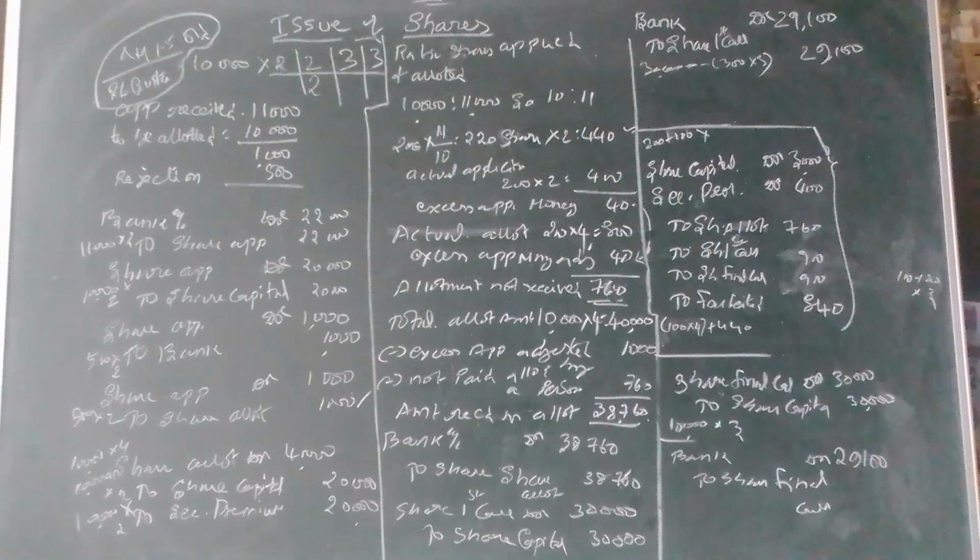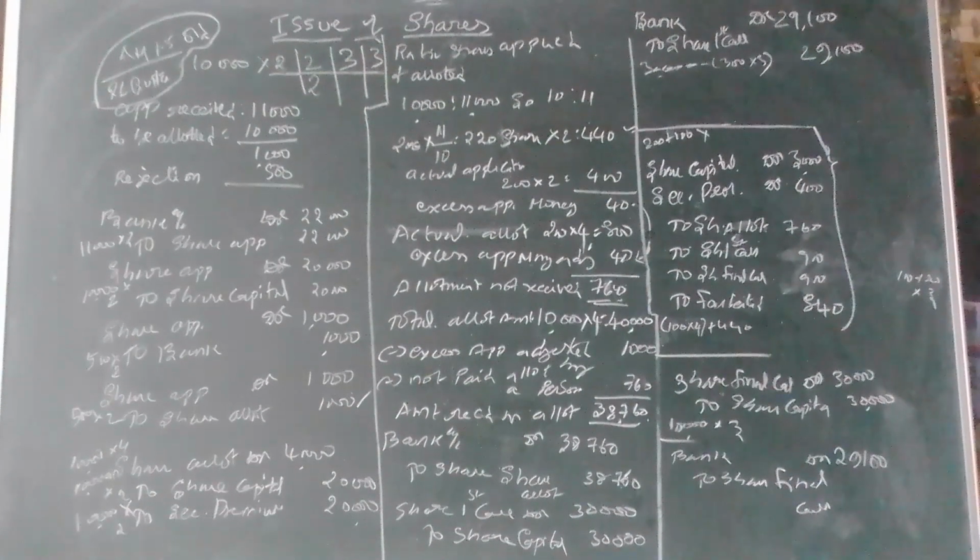It's a typical problem. See, in this question, it is given that 11,000 applications were received for the allotment of 10,000 shares, and for 500 shares the money is adjusted against the allotment. So obviously another 500 is rejection. So total 11,000 applications received, the number of shares to be allotted is 10,000, and 500 shares amount is adjusted against the allotment, so the balance is rejection.